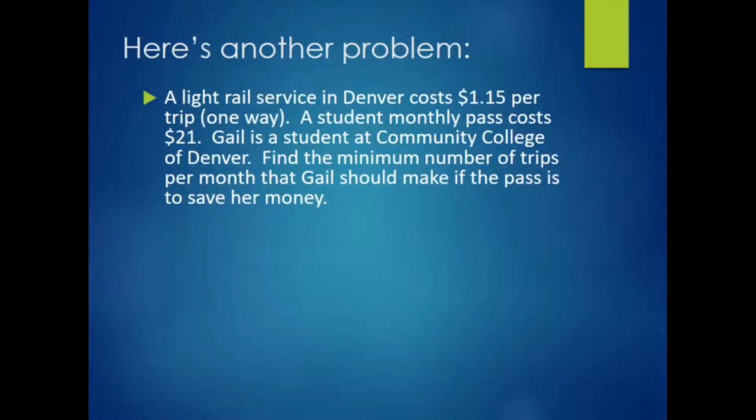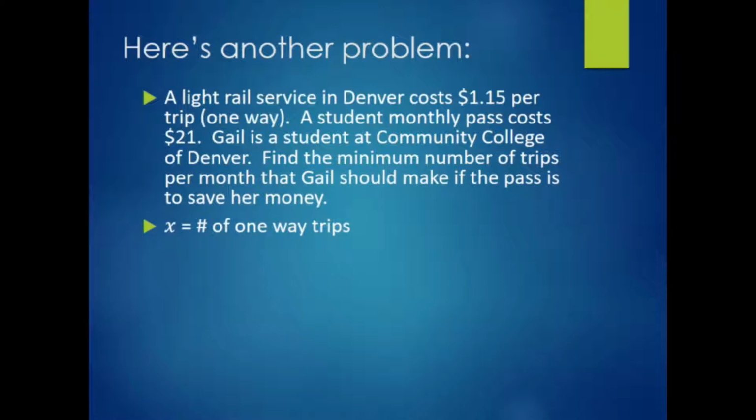Here's another problem. A light rail service in Denver costs $1.15 per trip one way. A student monthly pass costs $21. Gail is a student at Community College of Denver. Find the minimum number of trips per month that Gail should make if the pass is to save her money. We are looking for the minimum number of trips per month, so we'll let our variable stand for exactly that, the number of one-way trips.